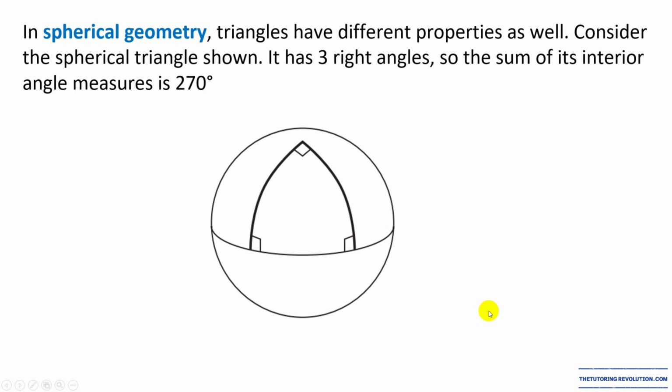In spherical geometry, which is again a different type of geometry, triangles have different properties, right? For example, this triangle here has 270 degrees. So you add the interior angles: 90 plus 90 plus 90 is 270. So you see the properties in spherical geometry are different from those properties in Euclidean geometry. Okay.